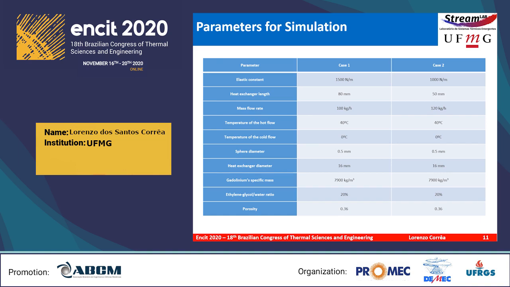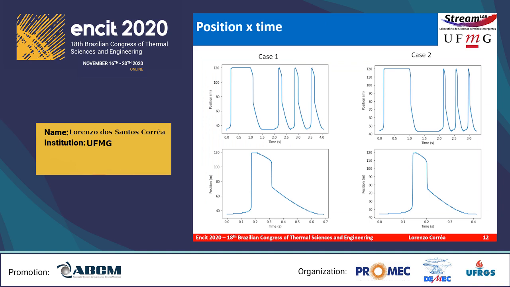Two simulations were made using the following parameters, and the three different parameters that can be outlined between these two simulations were the elastic constant, the heat exchanger length, and the mass flow rate. Here we have the results of position over time for both cases.